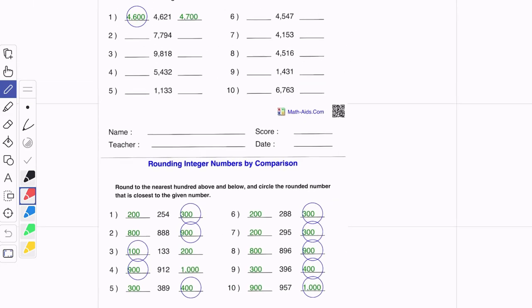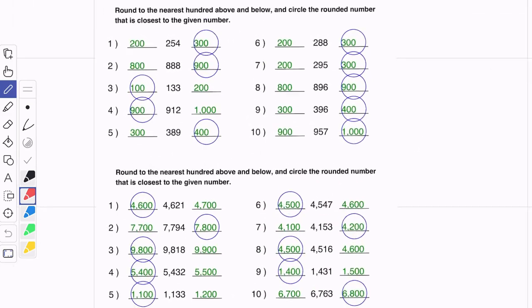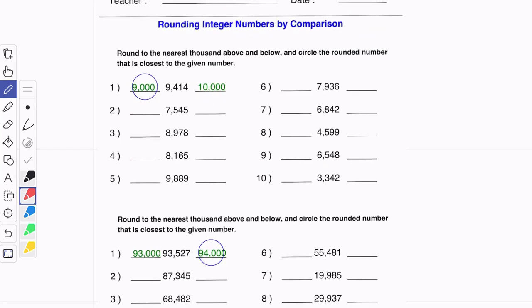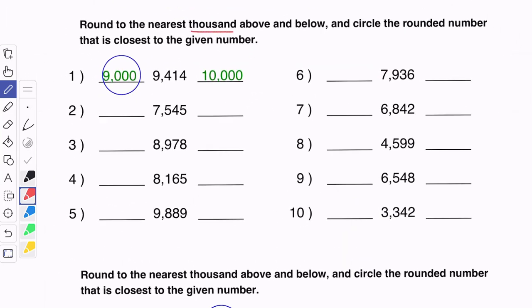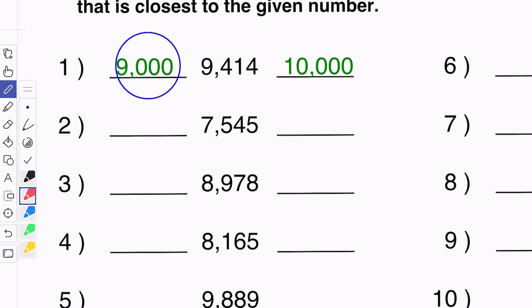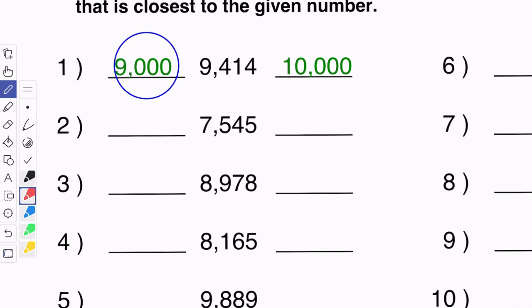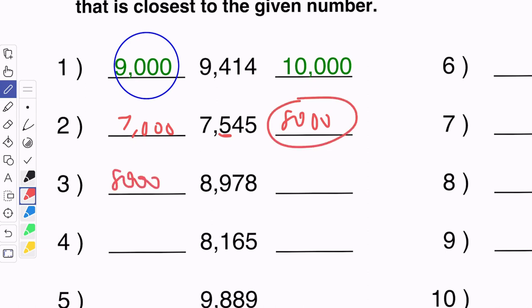So that's what this is saying. Now we're going to do the nearest 1,000. So between 7,555, there's going to be nearest 1,000. So that's 7,000 and 8,000. It's going to be closer to 8,000 because of that 5. There's 8,000 and there's 9,000. It's going to be closer to 9,000.